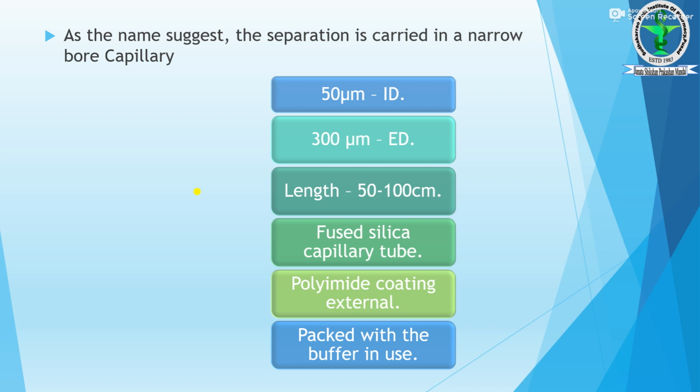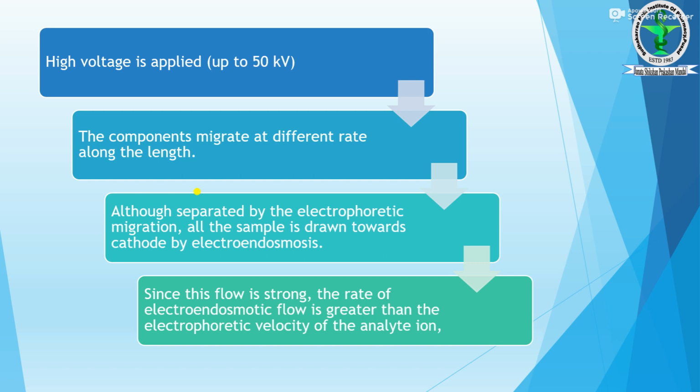Okay, so now there is a capillary. The internal diameter (ID) is 50 micrometer, the external diameter is 300 micrometer, and the length is 50 to 100 centimeter. The capillary tube is fused silica, with a polyimide coating externally, and it is packed with the buffer, which we use quickly.